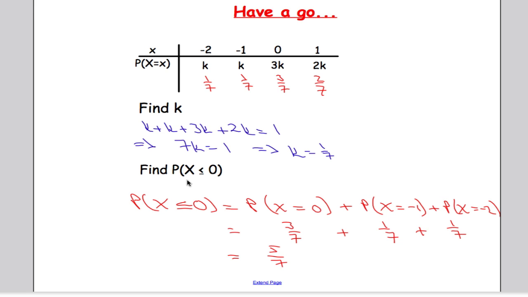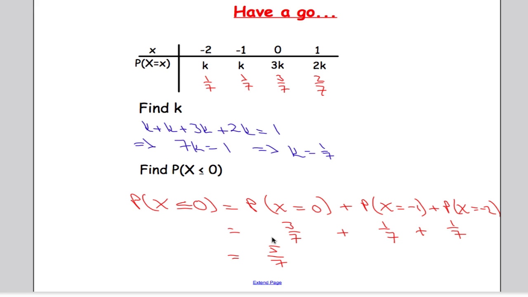Next part, find the probability that x was less than or equal to 0. Well, that's simply the probability that x equals 0 plus the probability that x equals -1 and the probability that x equals -2. So we just add these probabilities together. 3/7 plus 1/7 plus 1/7 is 5/7.